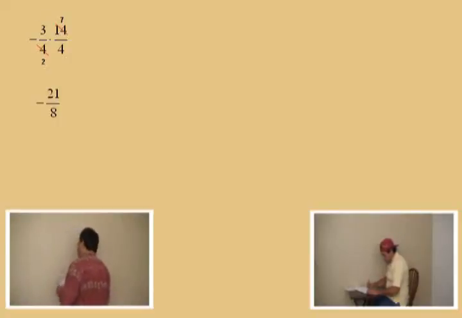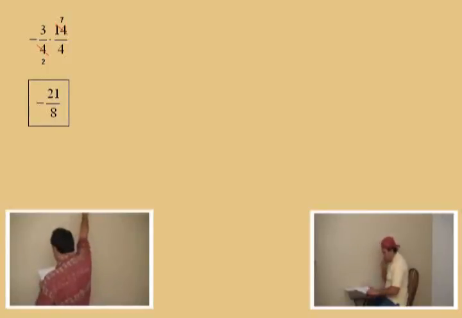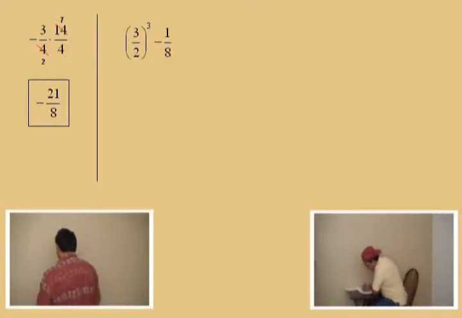Very nice. And so, Charlie, what's on top here now? 21. And on the bottom? 8. That's right, giving us negative 21 over 8. And don't forget to circle your answer there. Okay, let's go to that next problem. 3/2 cubed, subtract 1/8.